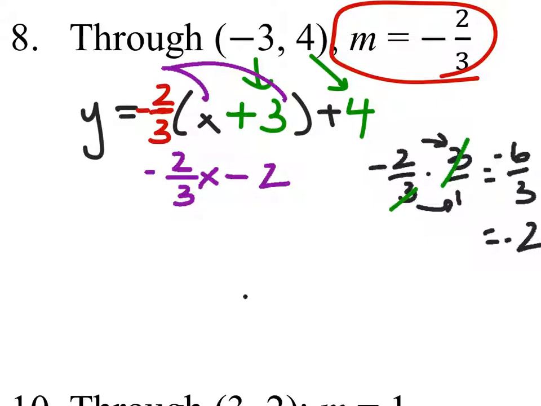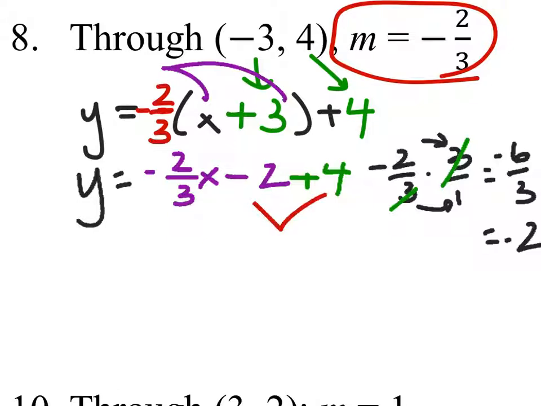So I got y equals negative 2/3 x minus 2, but don't forget that we have that plus 4 up in here. We don't have to distribute that negative 2/3 to the 4 because it's not part of the parentheses. Hopefully you remember that is kind of what multiplication is. It tells us how many groups of something we have, and it's not saying that we have negative 2/3 groups of 4.